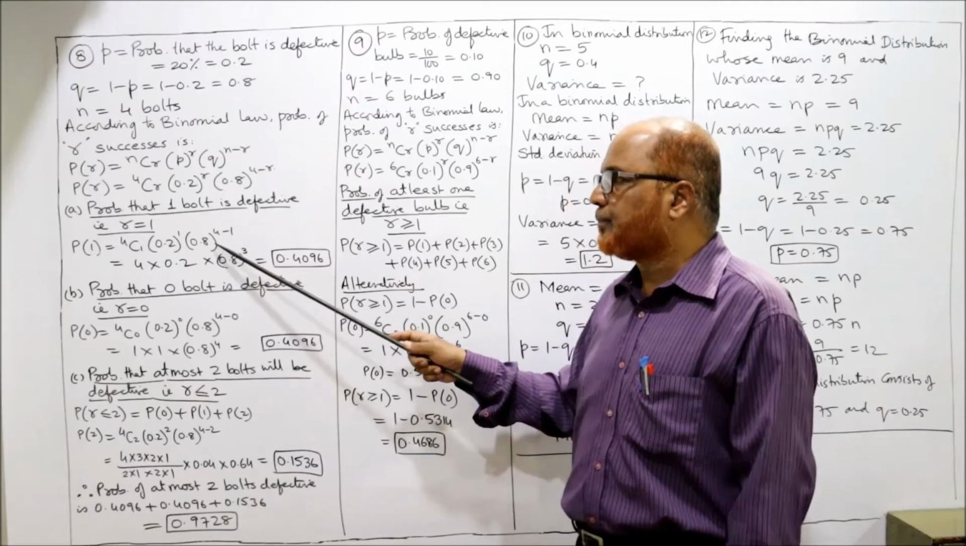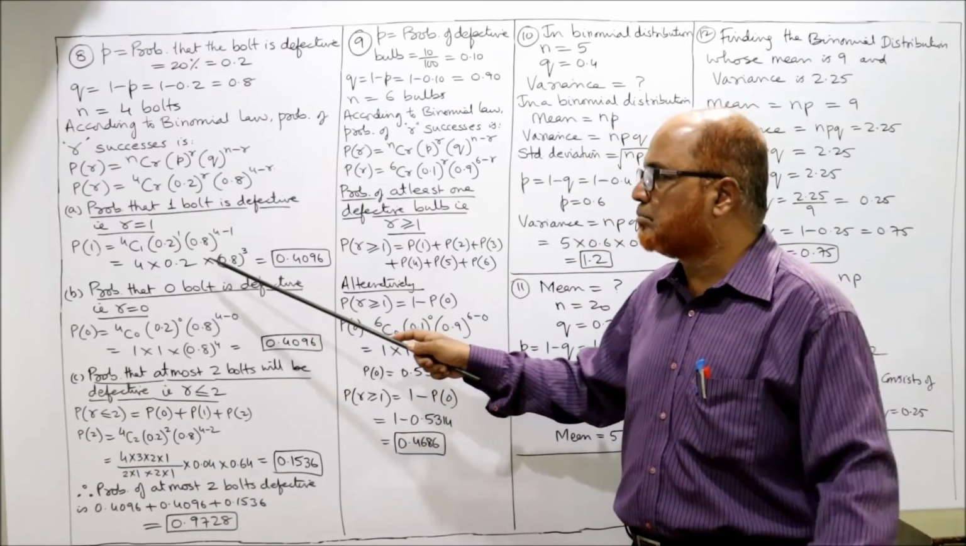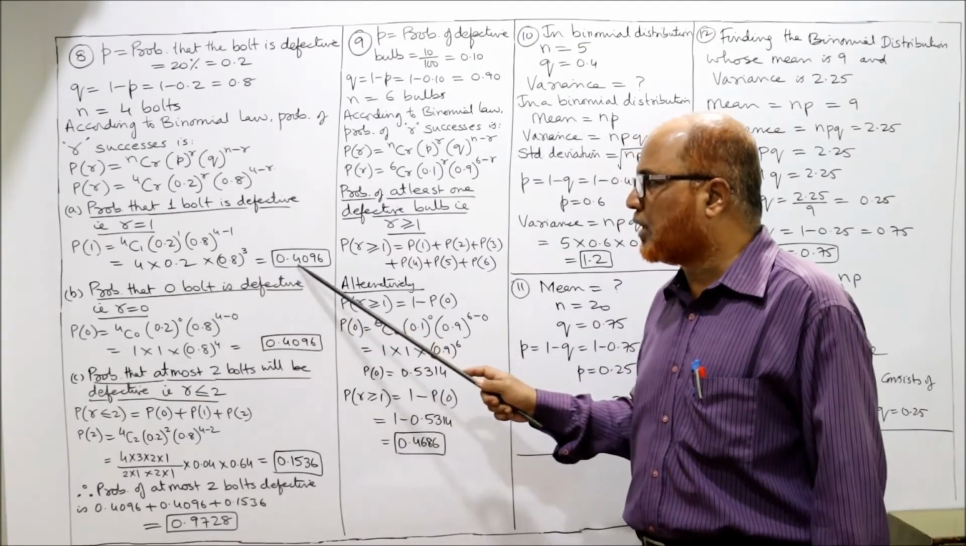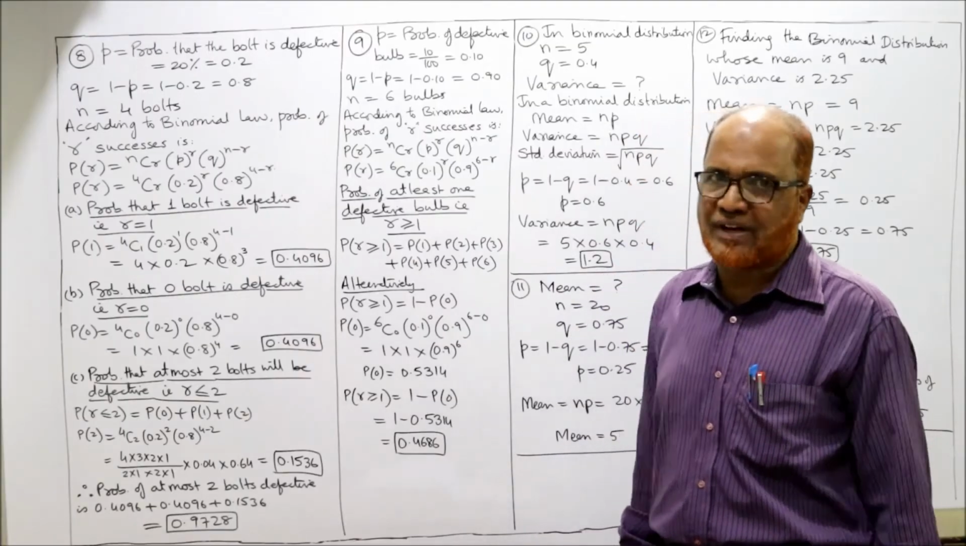0.8 to the power of 3, because 4 minus 1 is 3. So multiply 0.8 3 times, into 0.2 into 4, you will get 0.4096. This is the probability exactly 1 bolt is defective.